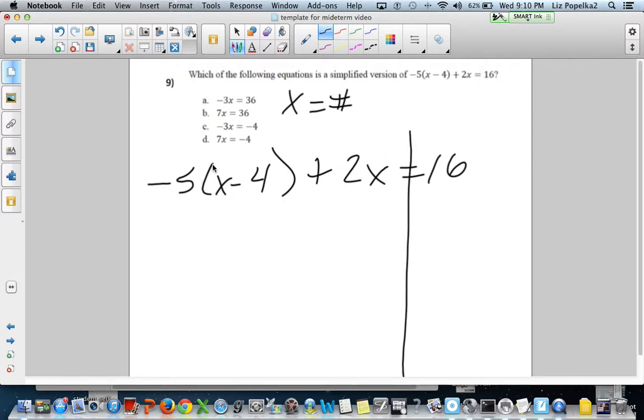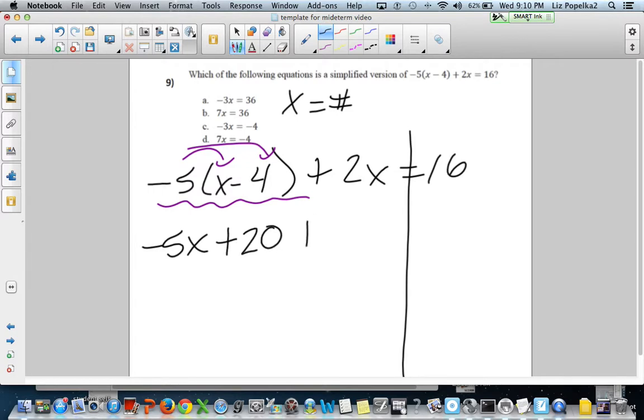So this 2x can't be combined with this x right now because this x minus 4 is stuck in the parentheses. So the first thing we have to do is use our distributive property to jailbreak out this x minus 4. Remember, to use distributive property, you take the outside number, multiply it by the first number inside, take the outside number, multiply it by the second number inside. So negative 5 times an x is a negative 5x. Negative 5 times a negative 4, be careful, that's a negative times a negative, so that is a plus 20.